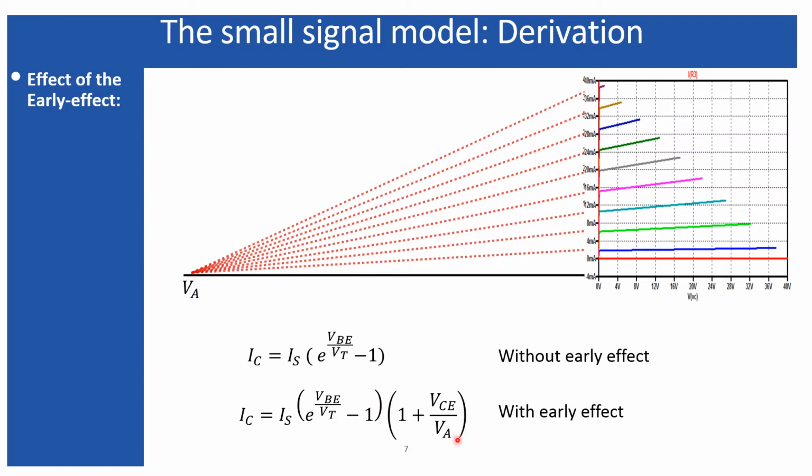And this is the expression which includes the early effect. From this expression we can see that the expression without the early effect is for VA equals infinity. So in general, we can see easily from here that all of these curves should appear parallel to each other if VA goes to infinity. But in the practical case, VA does not go to infinity, it has a finite value. So therefore this factor we have to include whenever we are considering the early effect.